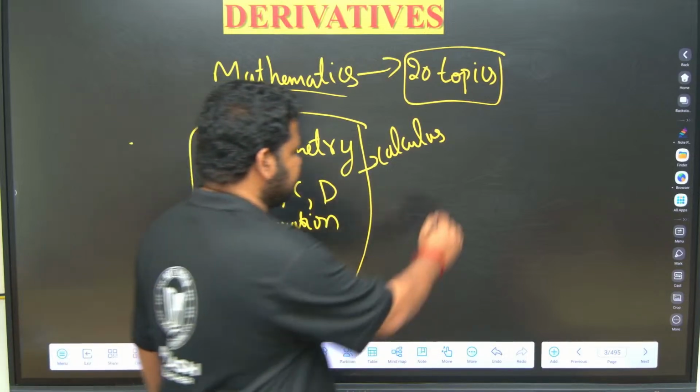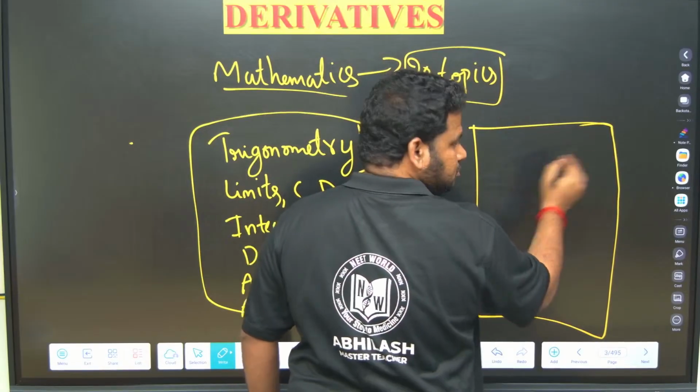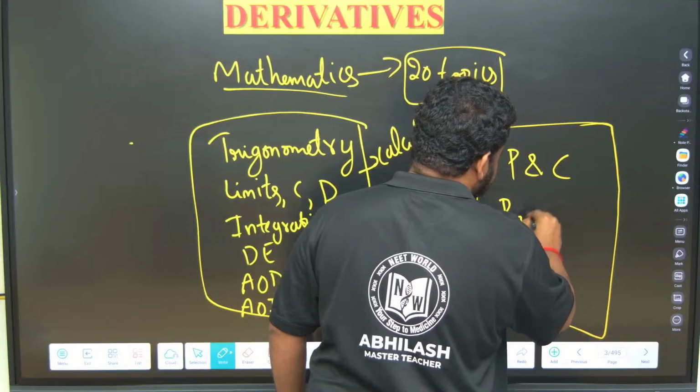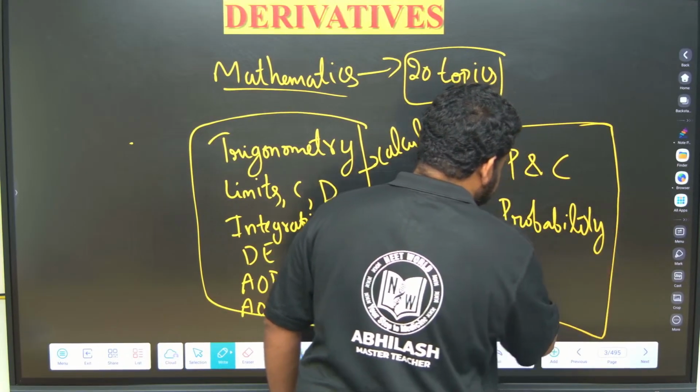Another block I would say is, you should know the concepts of permutation and combination, then probability, then we have something called statistics.